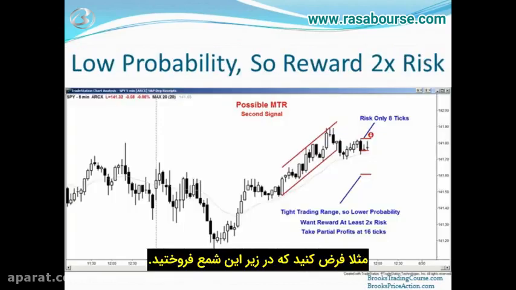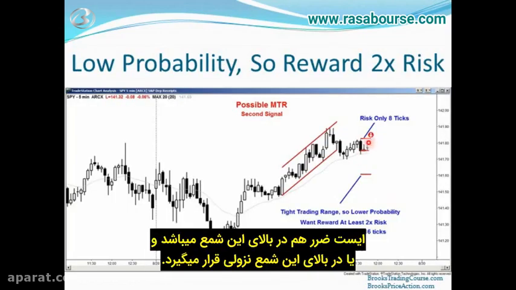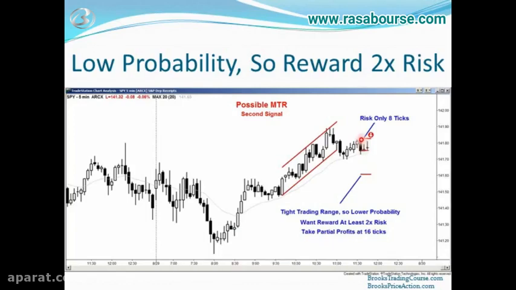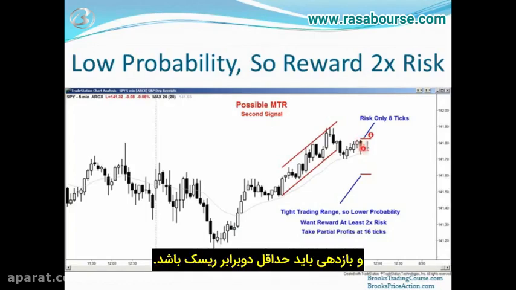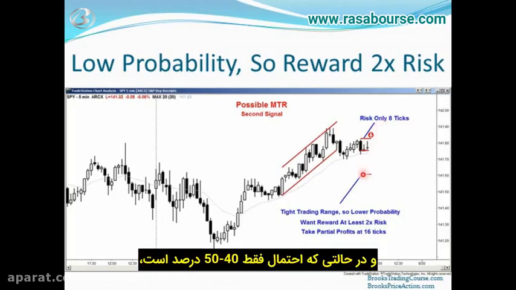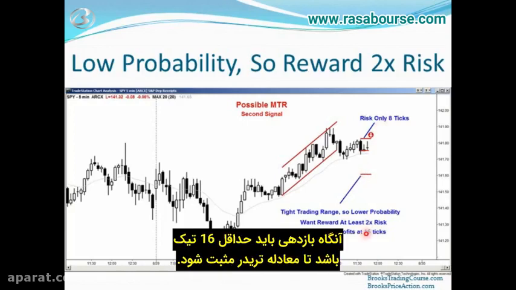So let's say you take the short below the low of this bar. Your stop probably is either above the high of the bar or above the high of the bear bar. And so now you know what your risk would be, and your reward has to be at least twice as big as your risk. So you would be looking to take profits, partial profits or full profits in this area. So the risk is 8 ticks, so you need at least 16 ticks of reward to have a positive trader's equation when the probability is only 40 or 50%.